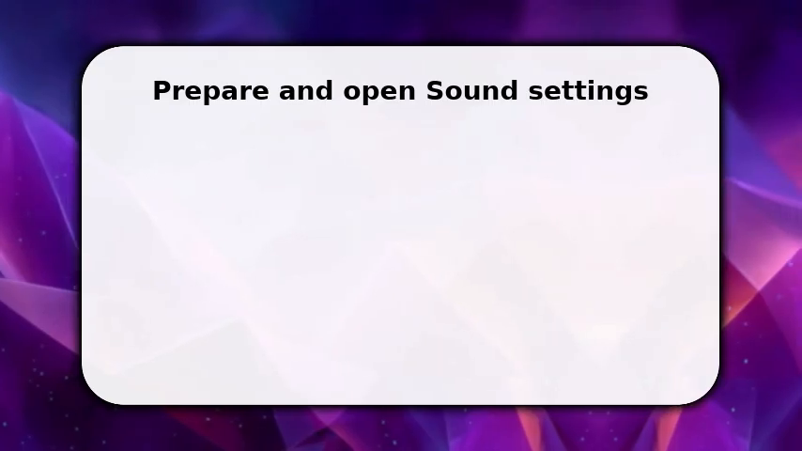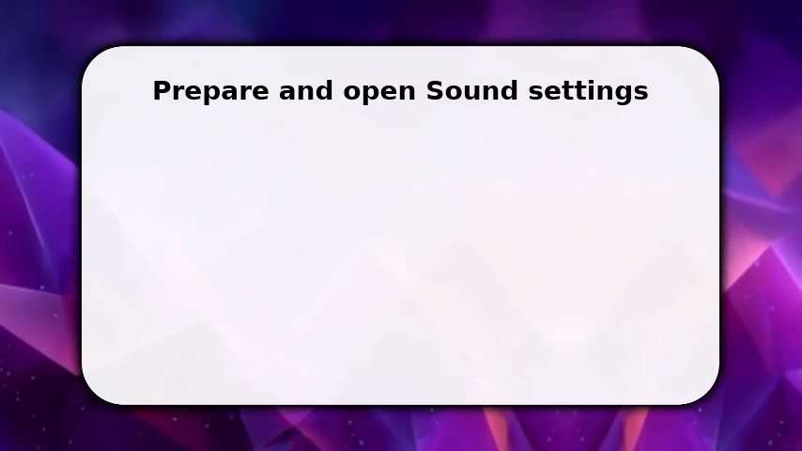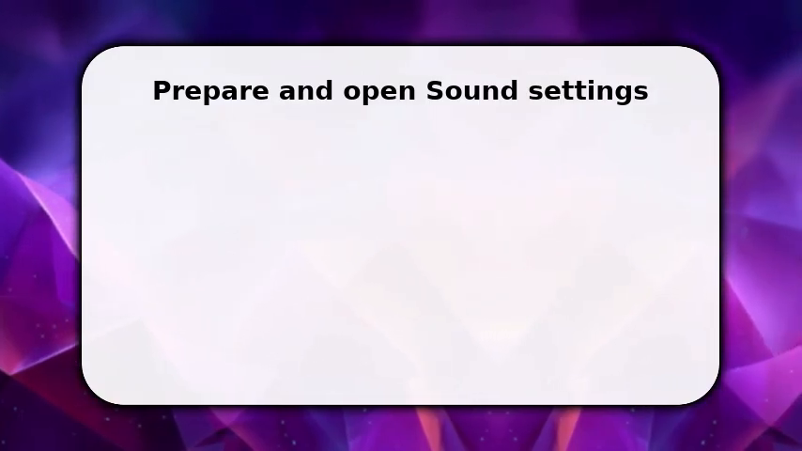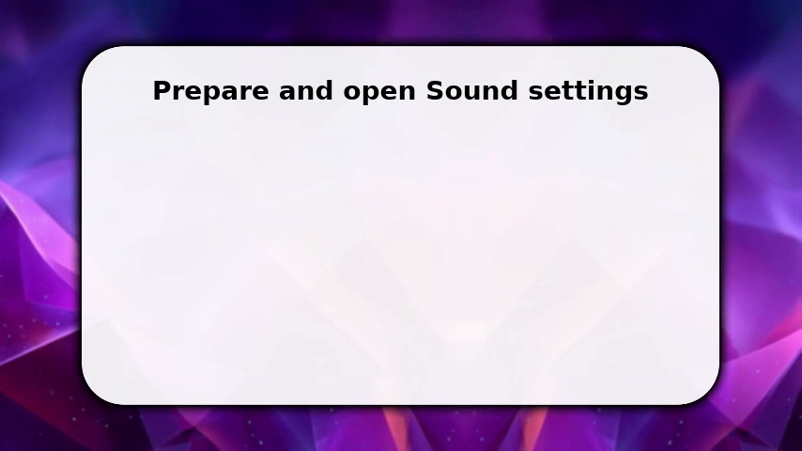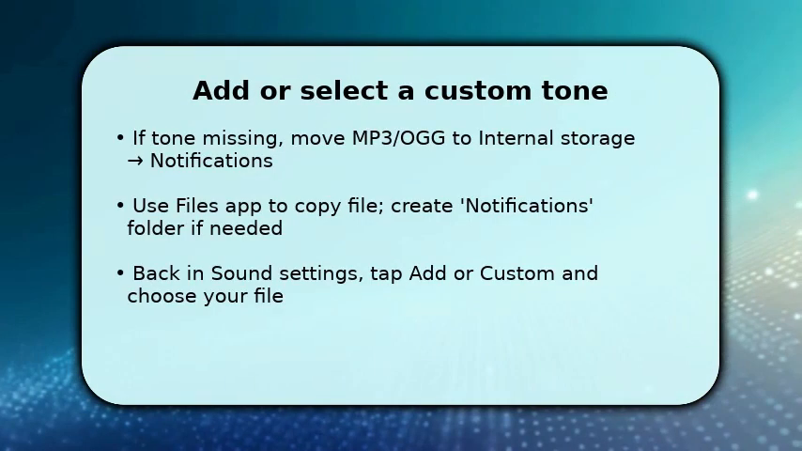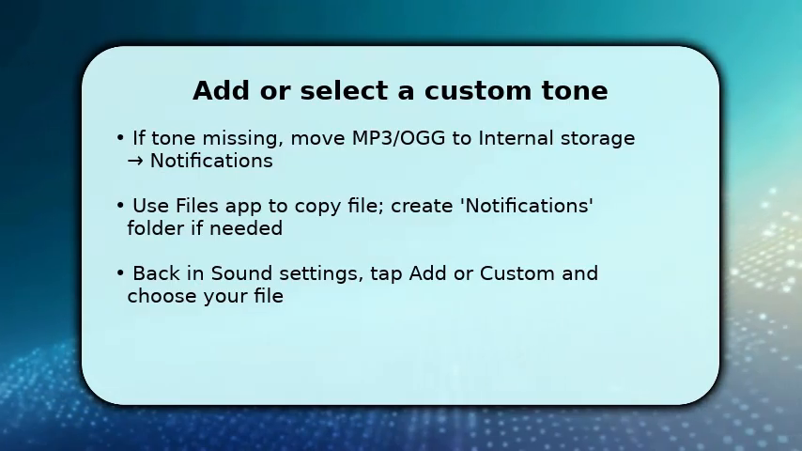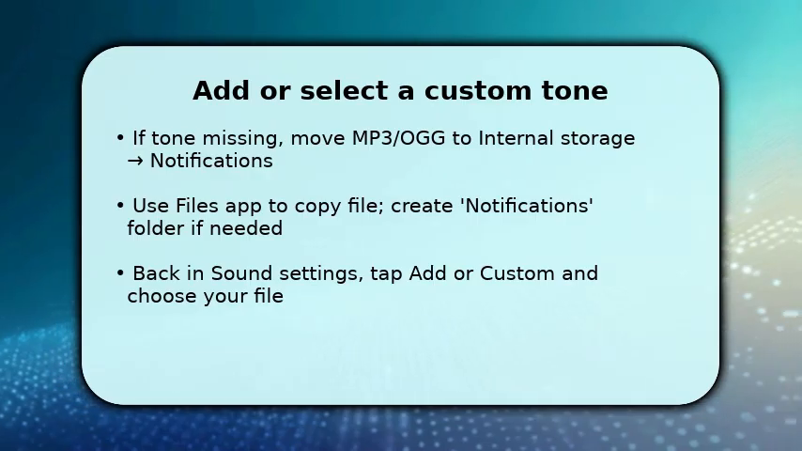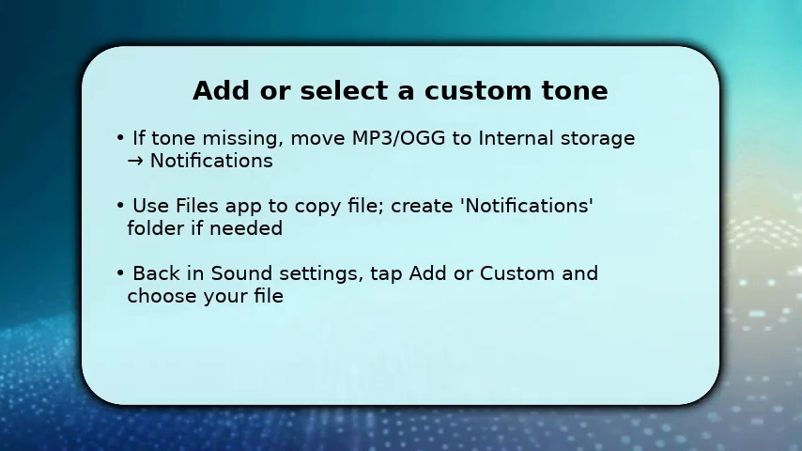Next, tap Notification Sounds or Default Notification Sound. You do this because the system lists available tones, and the next step is to add a custom file if it is not present. You now add or select the tone itself. If the sound is missing, open Files and copy the MP3 or OGG into internal storage/notifications. Create that folder if it doesn't exist.